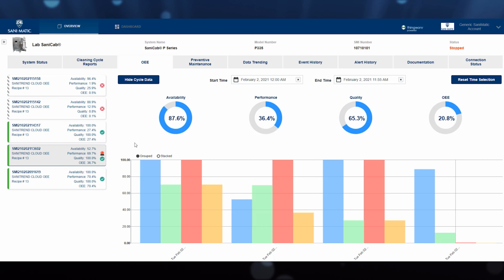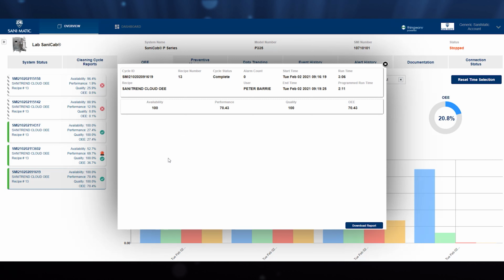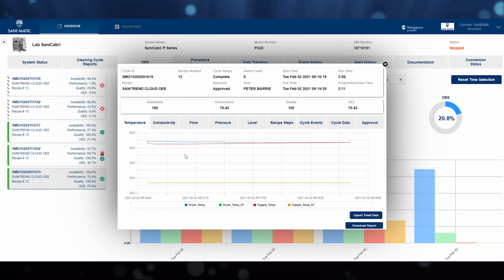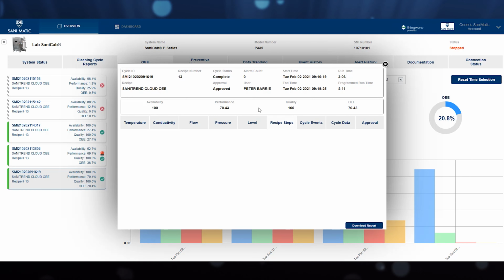All right, now we're in our SaniTrend Cloud user interface, and we're taking a look at the performance degradation cycle that we ran and how we can use performance to try to improve our cycle times and overall system efficiency. So first, again, we're going to look at the perfect or the ideal OEE values for this particular recipe. So in this case, I'm going to go over to the recipe steps on this cycle.